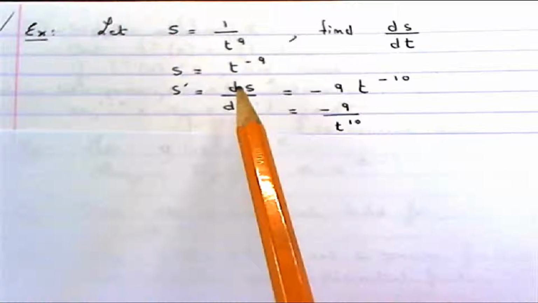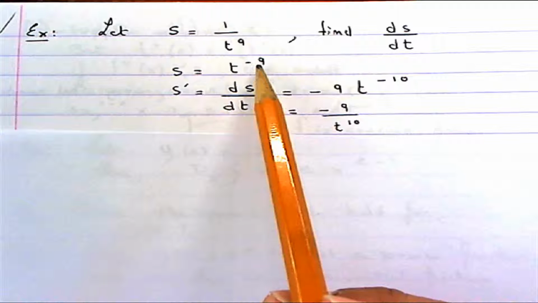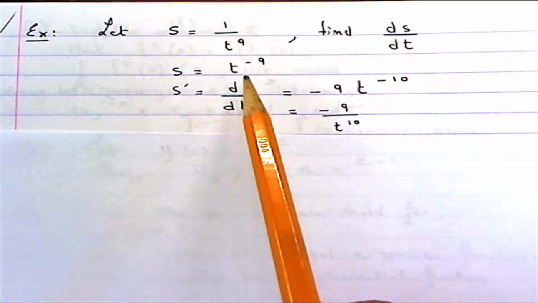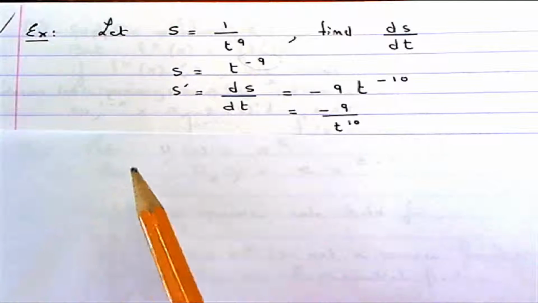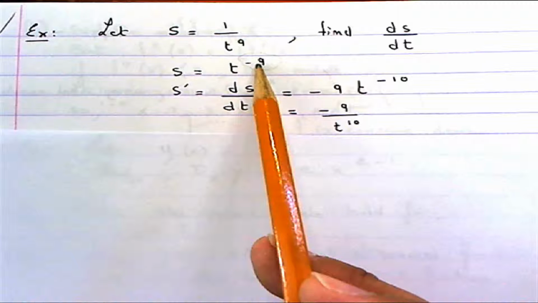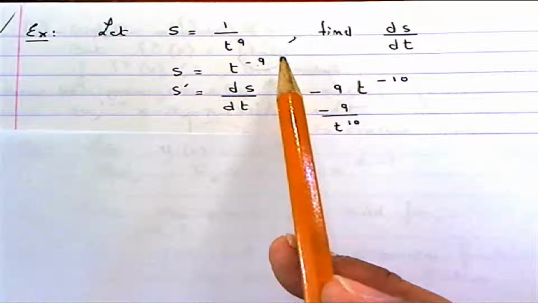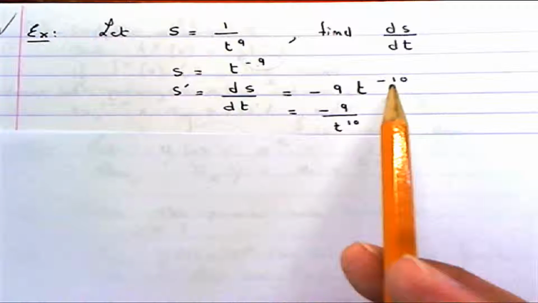Yes. Okay. Well, right now you realize what? Oh, my -9 is my n. This is my n right there. So my n goes in front of the t. And -9 minus 1, according to the power rule, gives you -10.